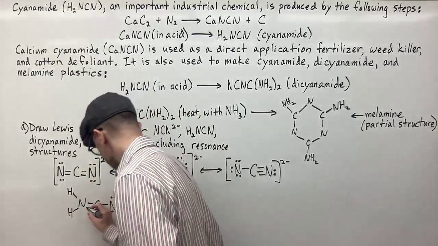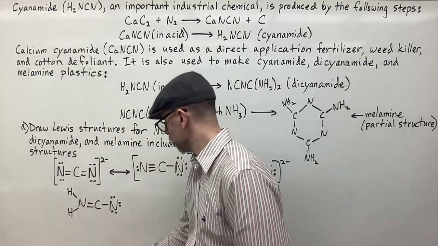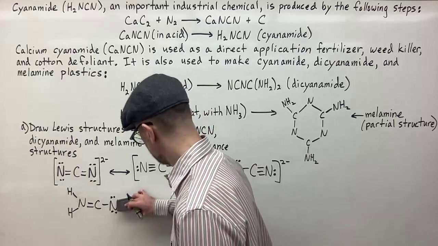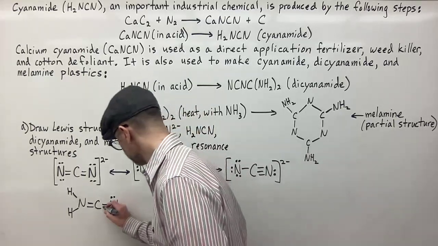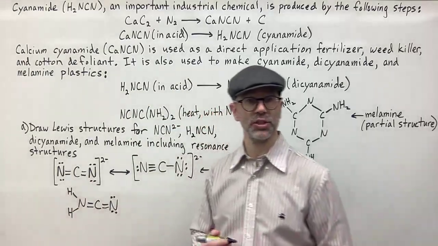So I'll put a double bond here. And then I can remove one of the lone pairs here and make a double bond. So now I've got one of the structures.